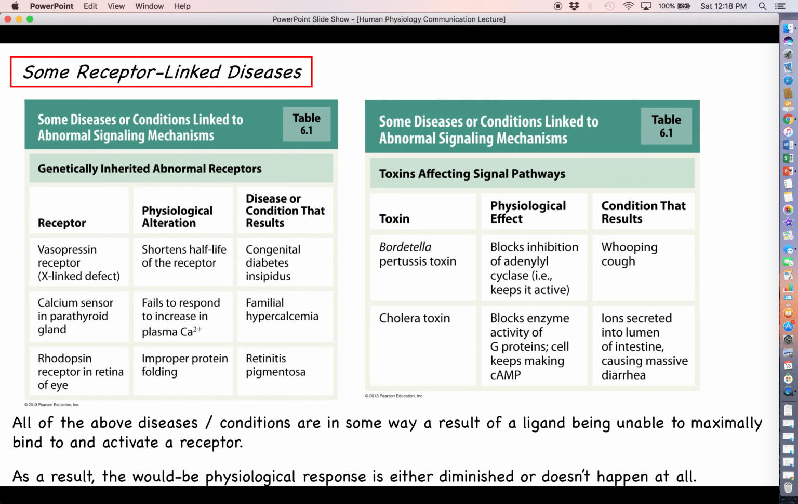So for any of these, if there is some defect in the ligand-receptor relationship, depending on the application or the context, then what should have been the natural physiological response is either going to be diminished or it's not going to happen at all. And as we've seen, anything that happens in physiology is all about maintaining homeostasis. So if something's not going right here, then homeostasis is not going to go right, correct?